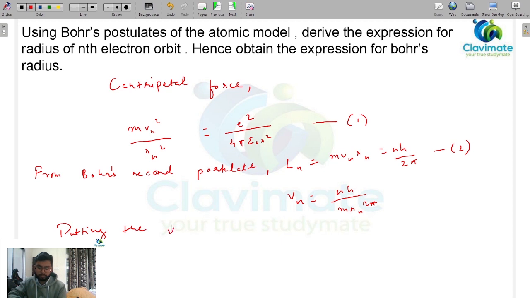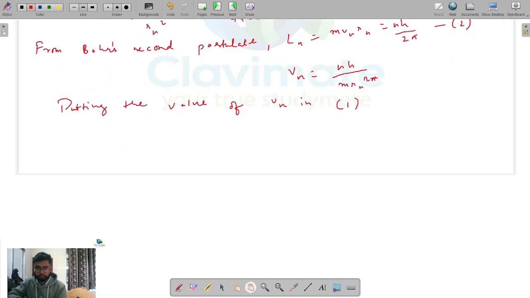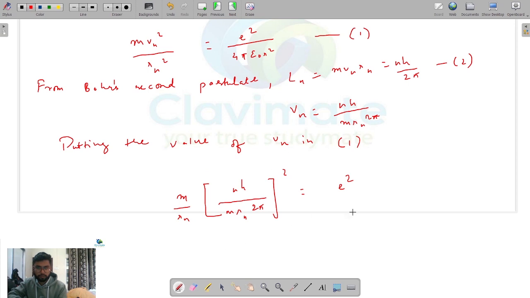putting the value of vn in 1, we'll have m rn and h by m rn 2 pi whole square, which is equal to e square by 4 pi epsilon naught rn square.